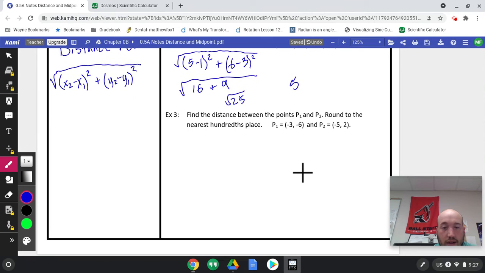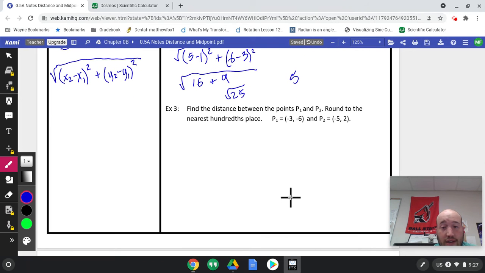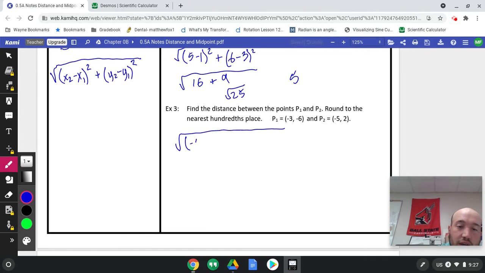The next one, the final one on distance formula, same exact thing. So if you want, pause the video, give it a try right here in our distance formula. If you prefer, you can draw it on the graph and use Pythagorean theorem. It's the same thing. But square root, we'll do our x first. So negative 5 minus negative 3. Square that, plus, over here then, it's going to be 2 minus negative 6.